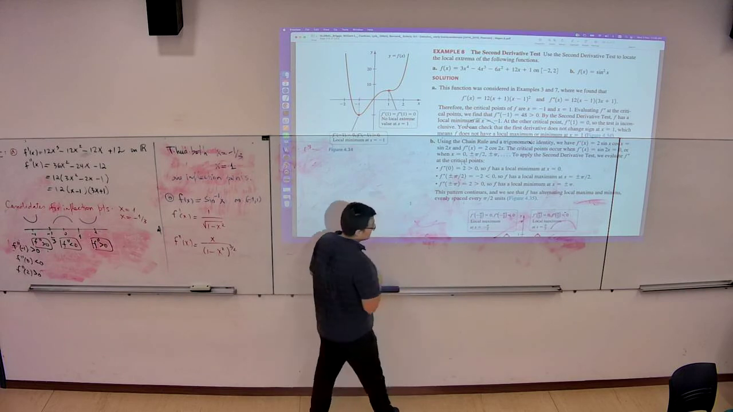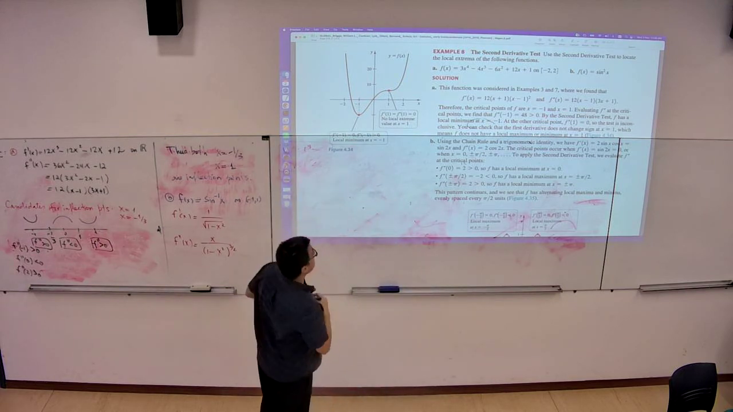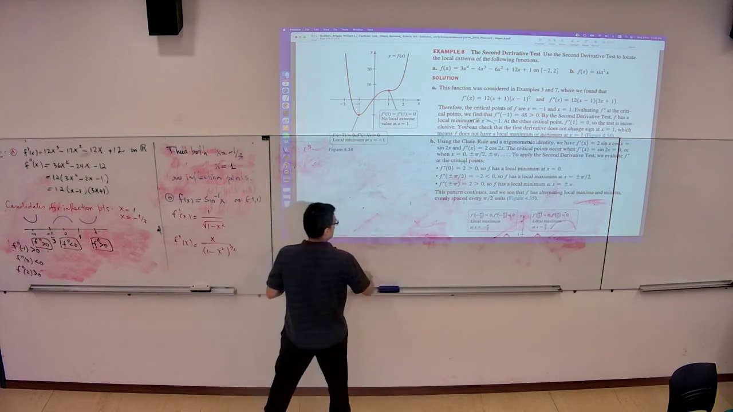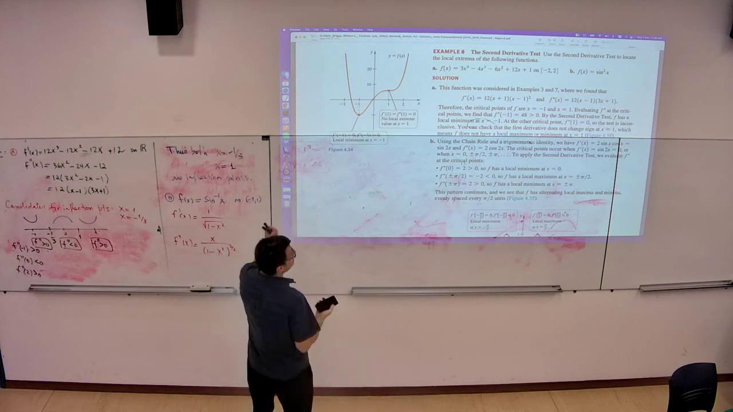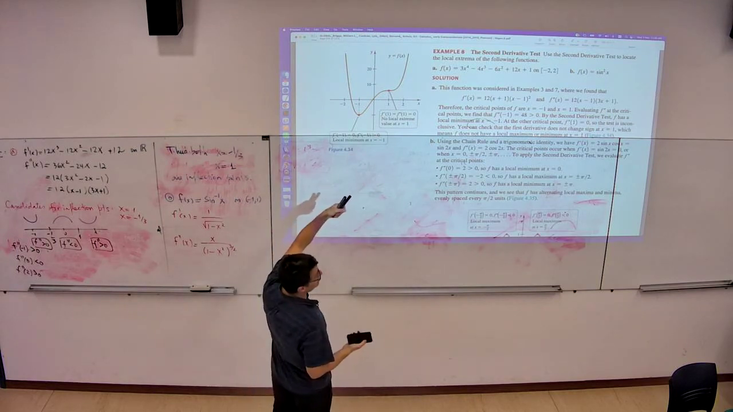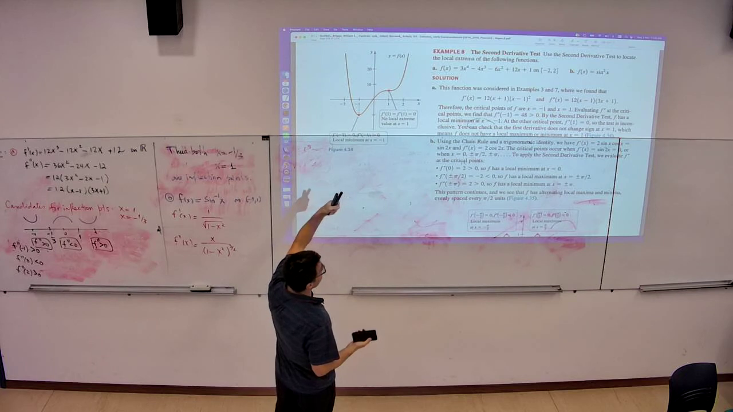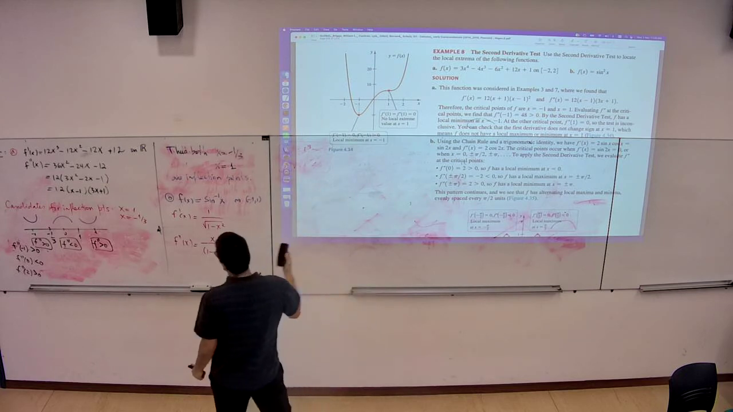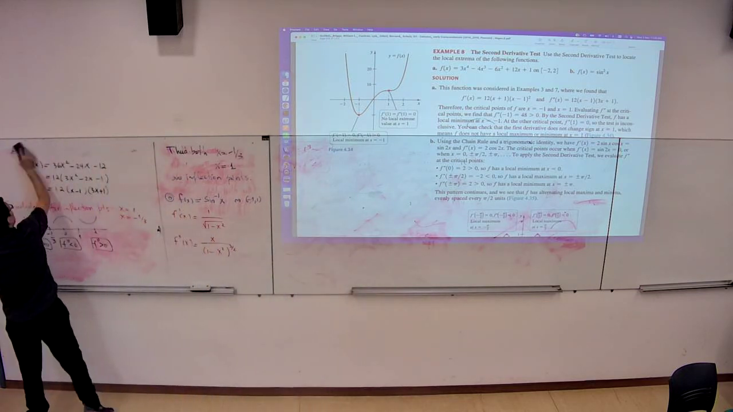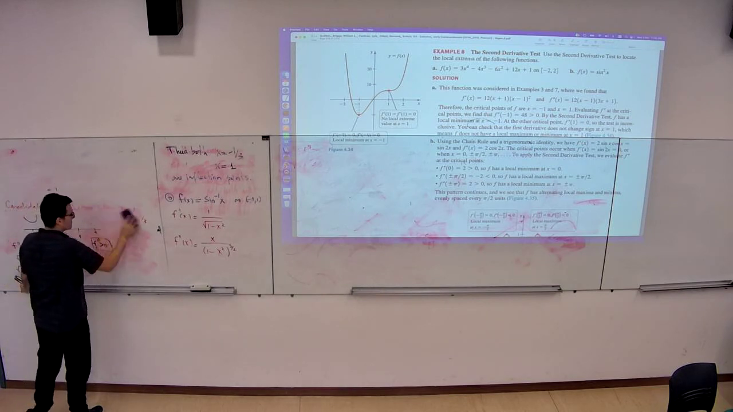Okay. You need to understand first and then try to solve the problems. So let's solve this problem down here. Example number 8. Use the second derivative test to locate local extreme points for those functions up there. Okay?